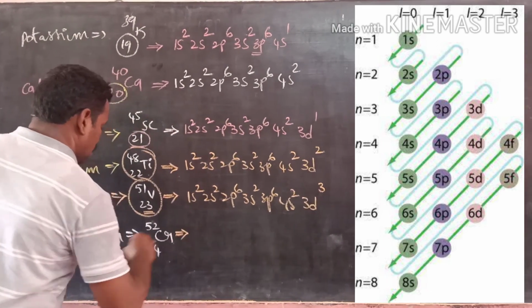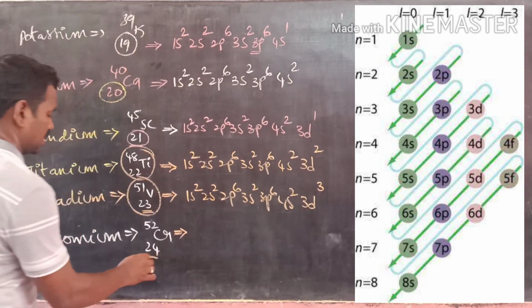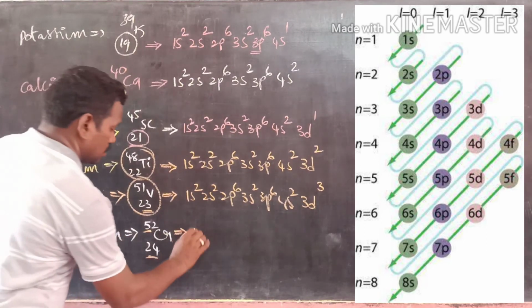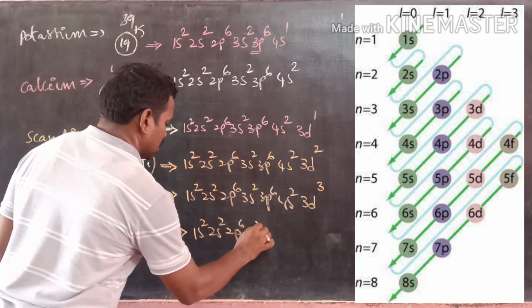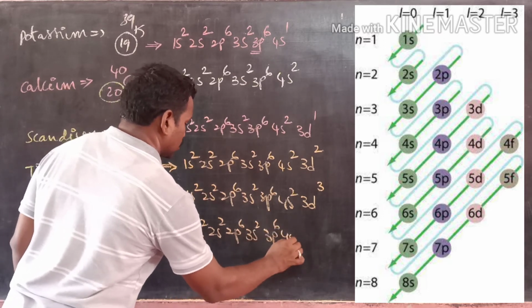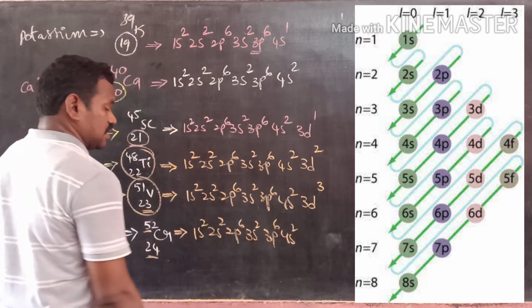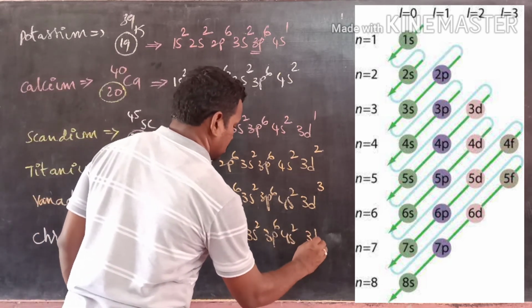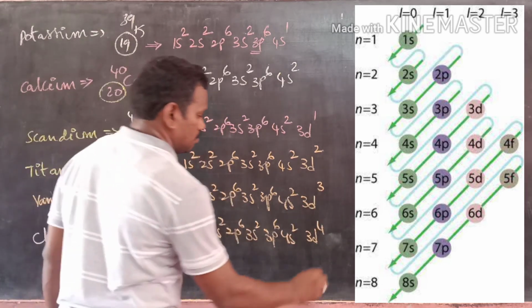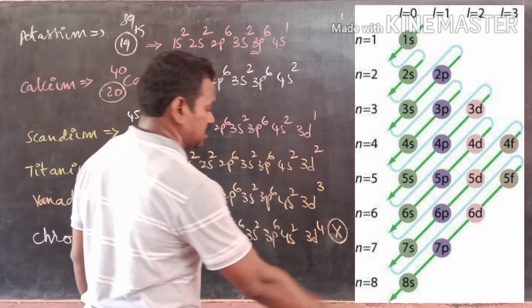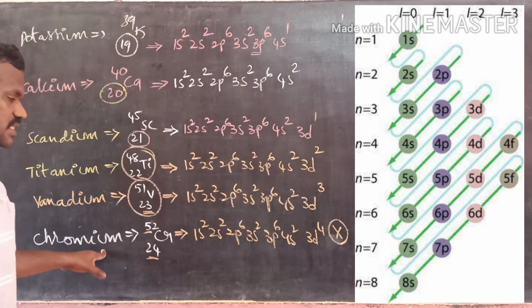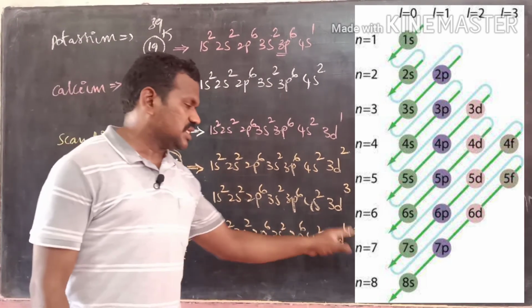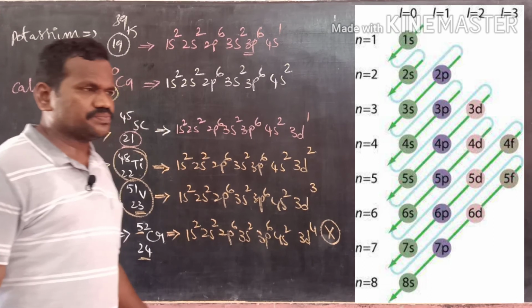Now let us come to chromium. Its atomic number is 24 and mass number is 52. Electronic configuration 1s2, 2s2, 2p6, 3s2, 3p6, 4s2. Till now 20 electrons are completed, the remaining 4 become 3d4. But this is not the correct representation in the case of chromium. Why? Because chromium is a stabilized element, and for that a little change is there in the electronic configuration.